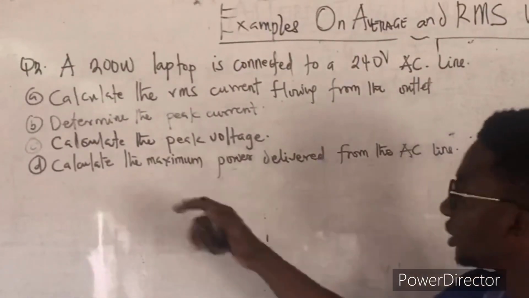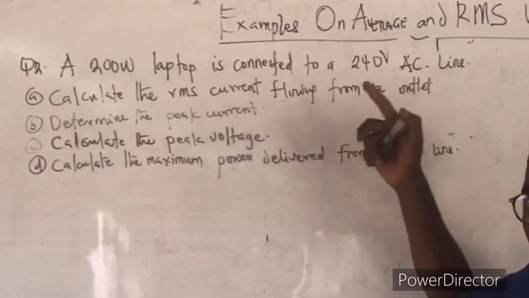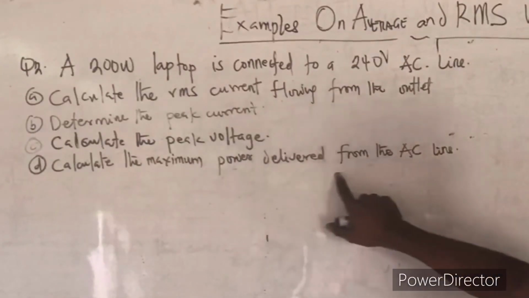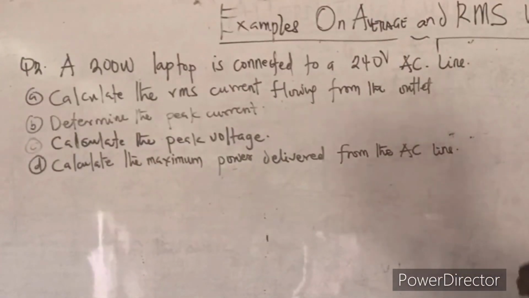That is the first question. The second says to determine the peak current. The third, determine the peak voltage. And the last, you calculate the maximum power that is delivered from the AC line.